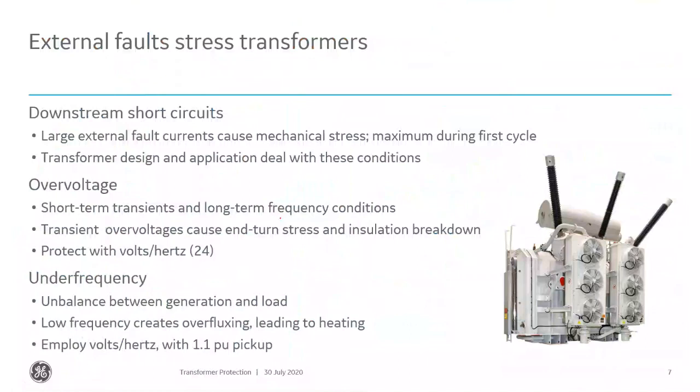They can be caused especially if we're in a generation station, or even a radio fed distribution station. Under frequency, we're going to worry about it the same basic way. Overexcitation is given by volts per hertz. Since the frequency is in the denominator, if it goes low, we're going to overexcite the transformer. So we want to trip for that as well.